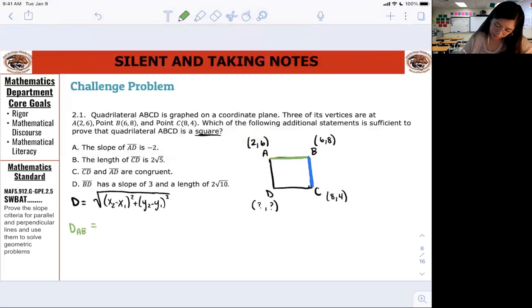The distance of AB is going to be 8 minus 6 squared. Oh wait, that's my y's, I'm sorry. Let me do that properly. 6 minus 2 squared plus 8 minus 6 squared. Go ahead and figure out what that will equal, and then I'll start writing down the other one, the distance of BC.